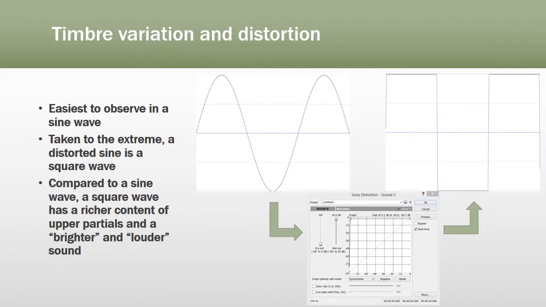How is it that distortion can be perceived as a timbre variation? Well, the easiest way to observe it is in a sine wave. When we take distortion to the extreme, a distorted sine wave becomes a square wave. Compared to a sine wave, a square wave has a richer content of upper partials and has a brighter and louder sound.